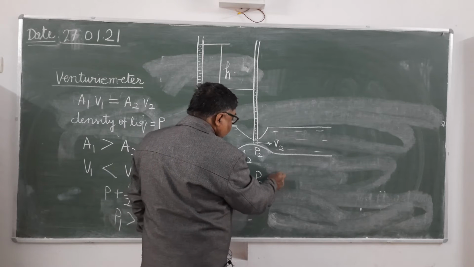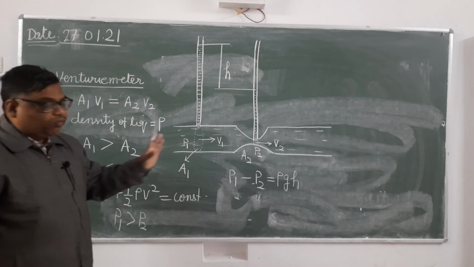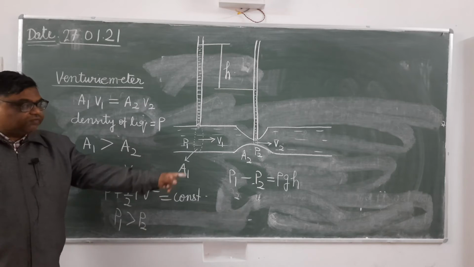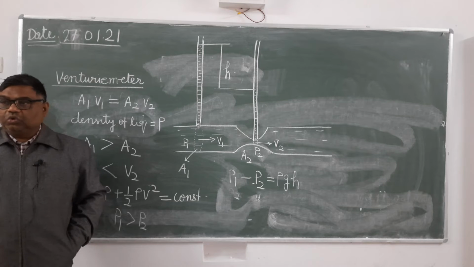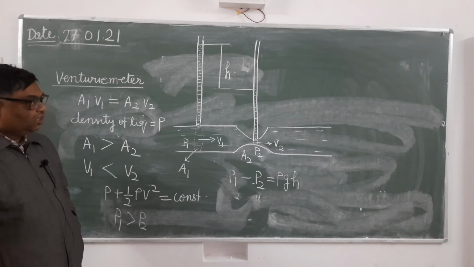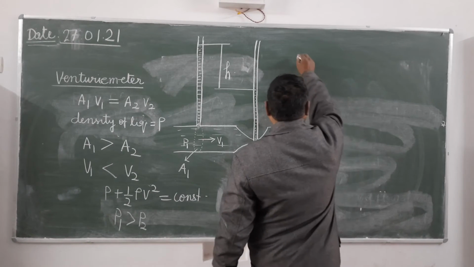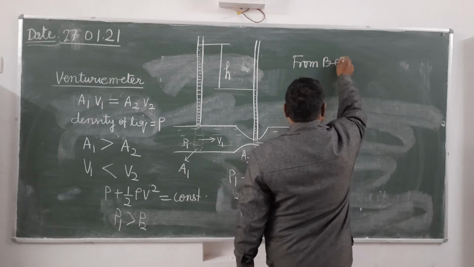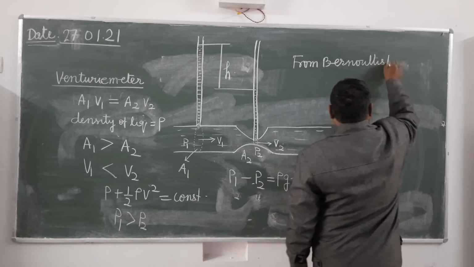rho into g into h. Here everywhere we will take the mass of unit volume. Is it clear? Pressure difference P1 minus P2 equals rho g h. Is this thing clear? So now see here, from Bernoulli's theorem.